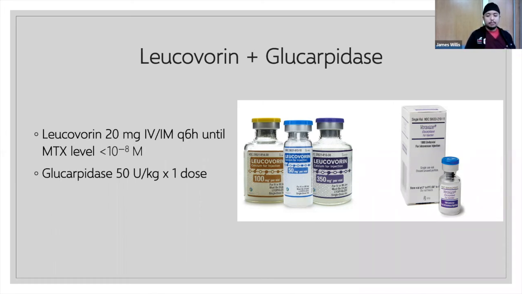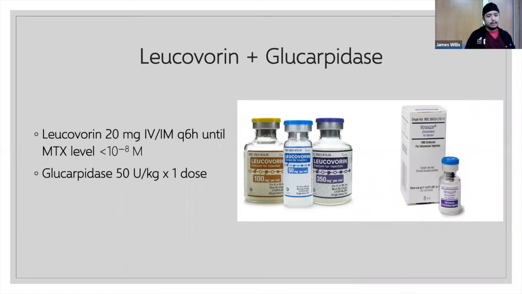Additionally, it's important to note that you don't want to give glucarpidase 2 hours before or after you've given the folinic acid, because it can cause inactivation of the folinic acid. So the first line is going to be the folinic acid, and then you can consider glucarpidase if necessary. And then the last step, if it presents acutely enough, you can consider dialysis, but you have to keep in mind that it has to be early enough, because methotrexate will distribute pretty widely into the peripheral tissues. And so if you don't catch it early enough, dialysis won't really be that helpful.